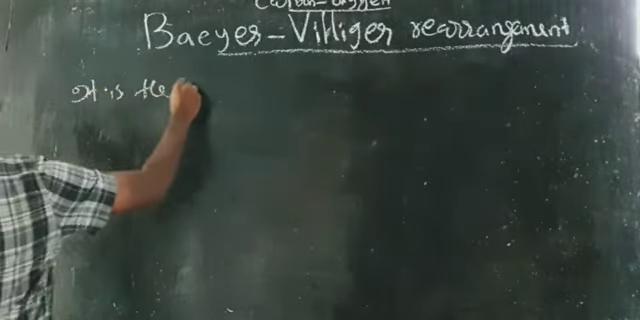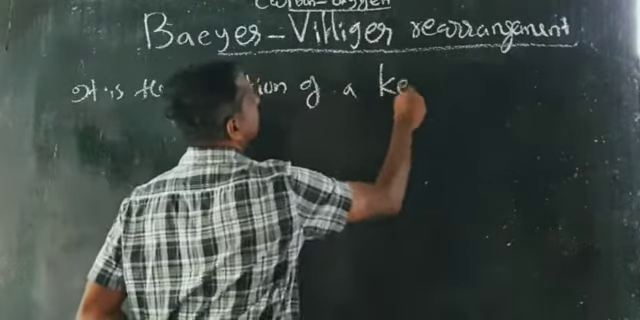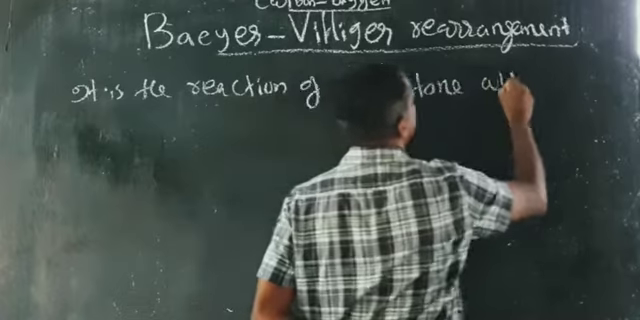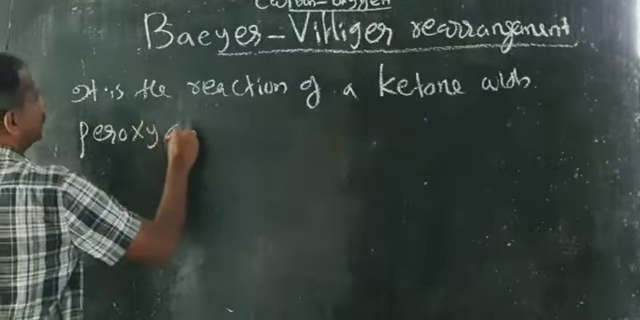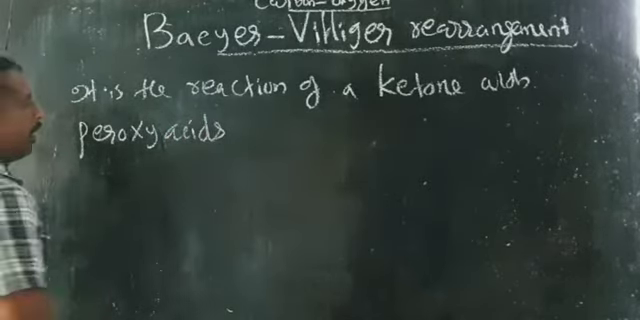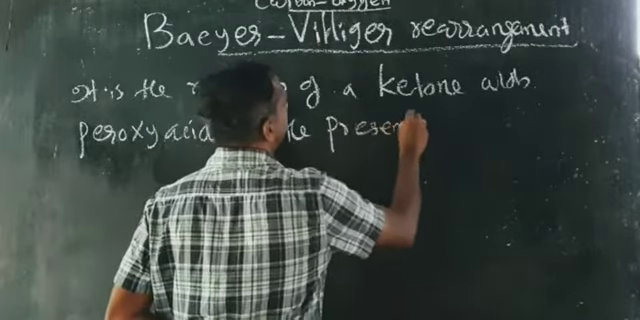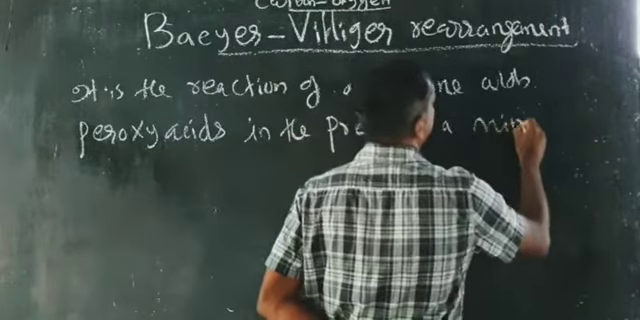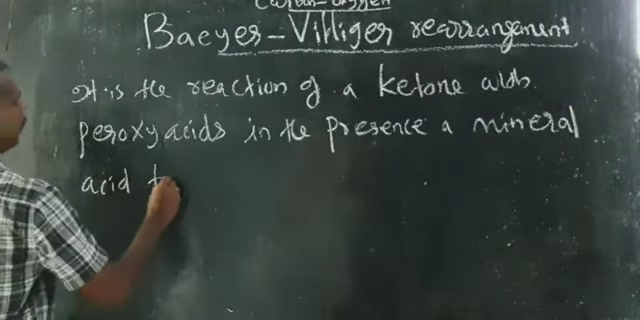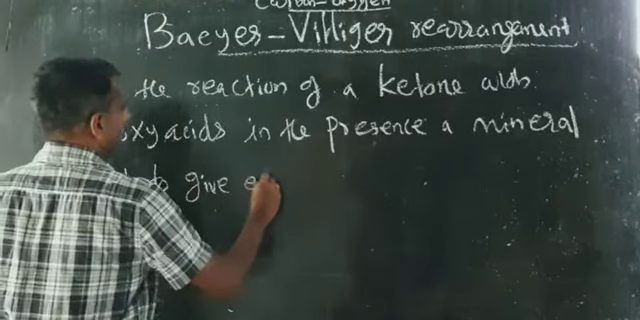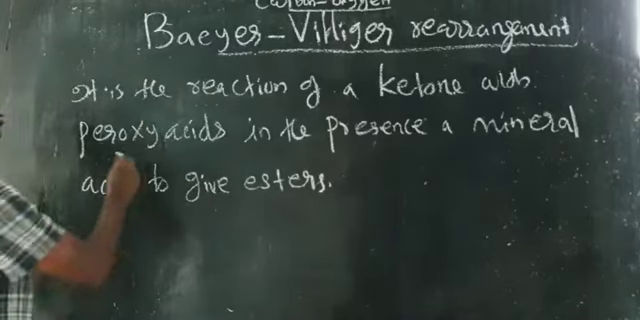It is the reaction of a ketone with peroxy acids in the presence of a mineral acid to give esters. Okay, the reaction of a ketone, okay, ketone with peroxy acid.